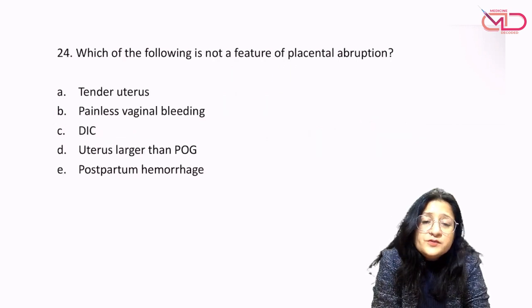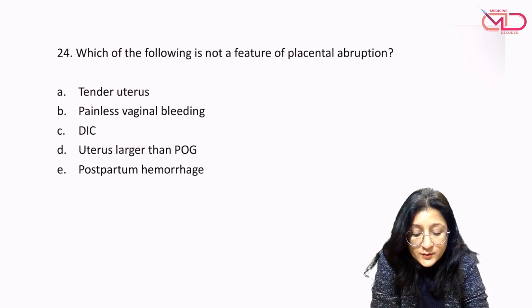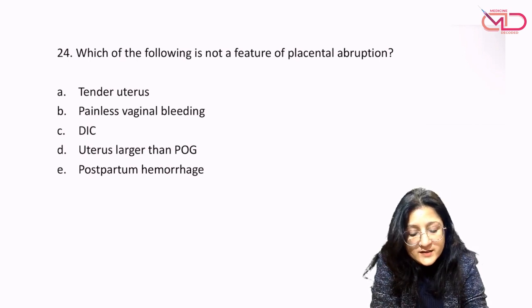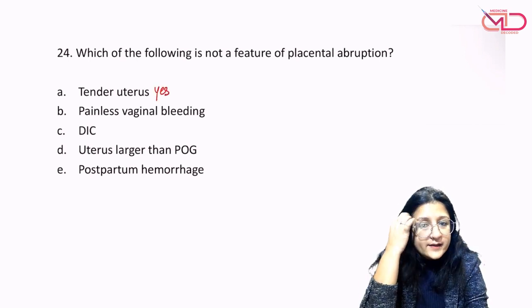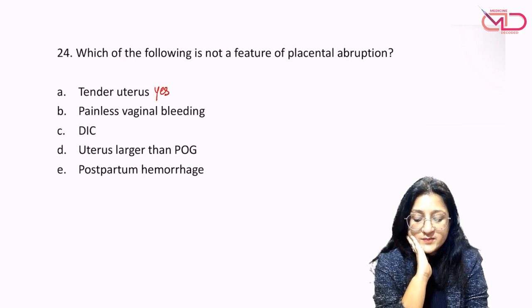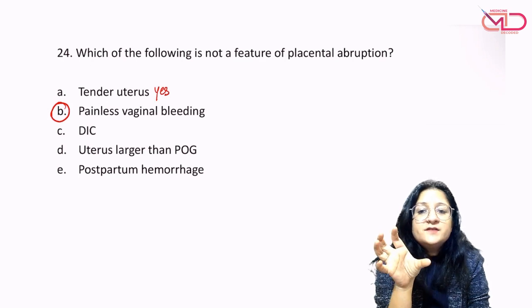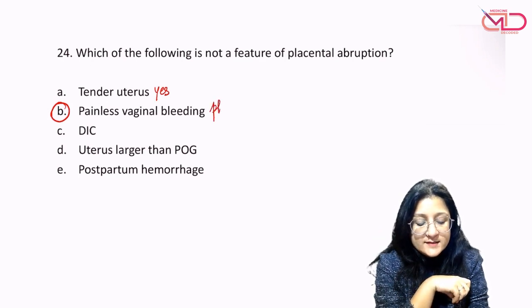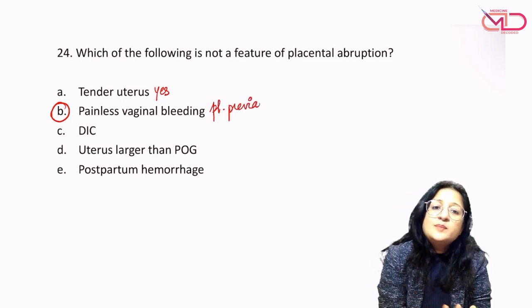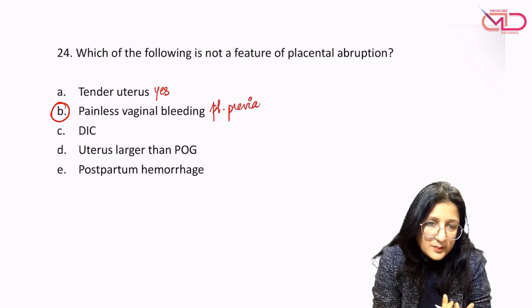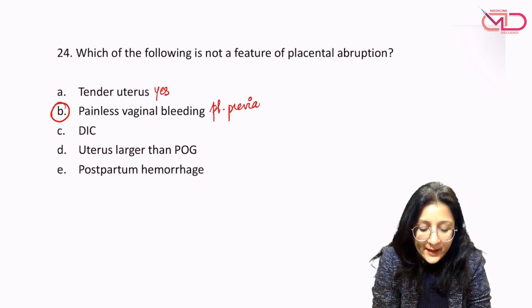Next question. Which of the following is not a feature of placental abruption? Now, I have 5 options in place because I really wasn't sure which 4 options were there. But nonetheless, tender uterus, yes, is a feature of placental abruption. Painless vaginal bleeding, most of the recalls said that yes, painless vaginal bleeding was an option. And painless and causeless vaginal bleeding is a feature of placenta previa associated bleeding, not placental abruption bleeding. With placental abruption associated bleeding, pain is usually going to be there.